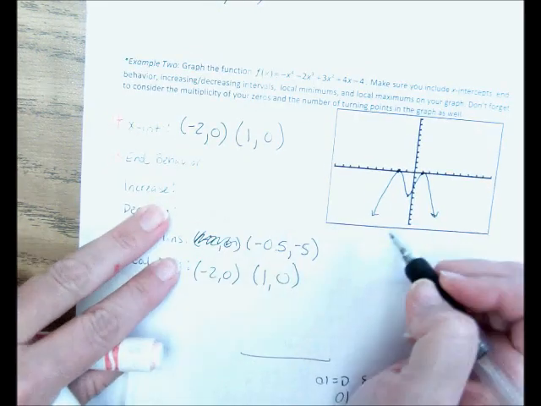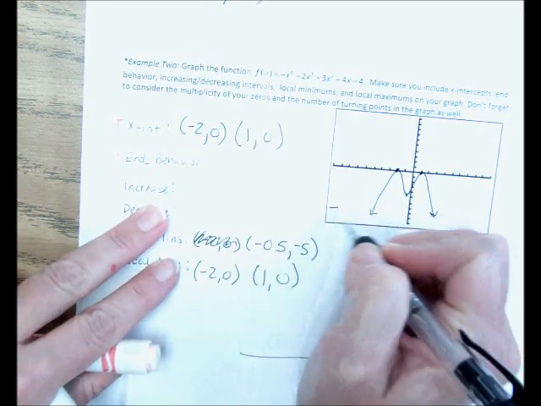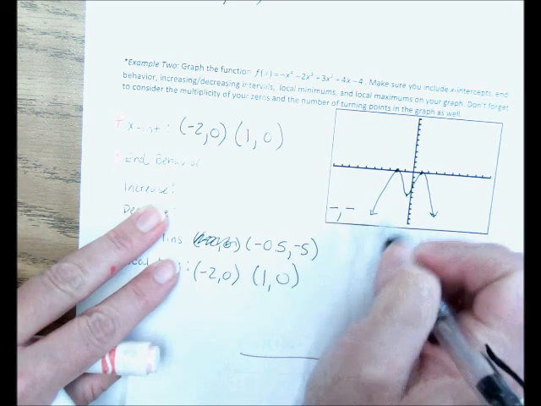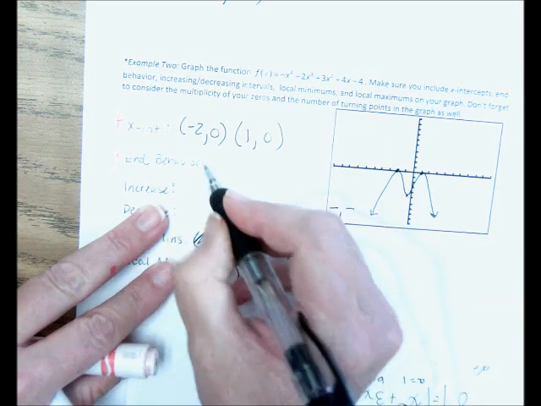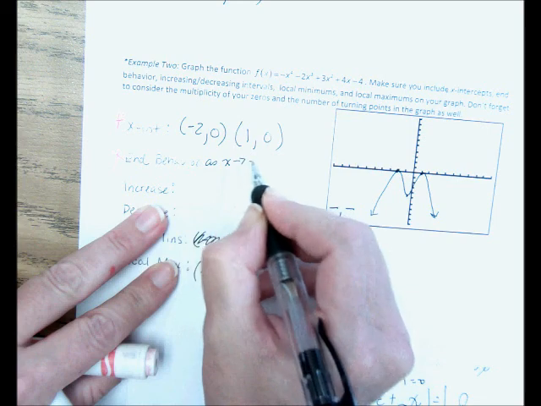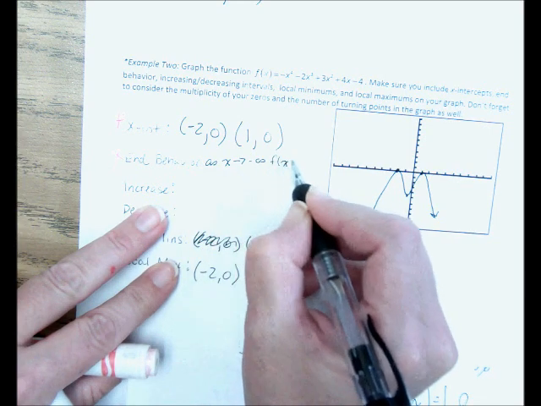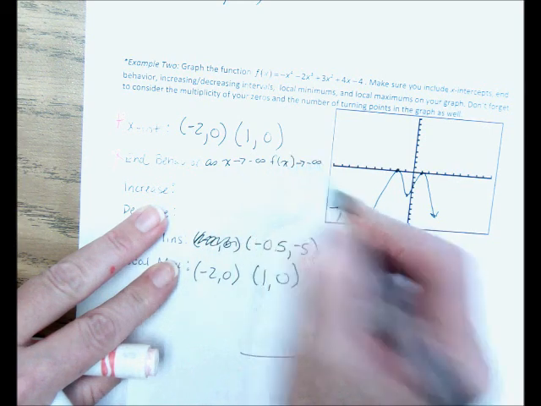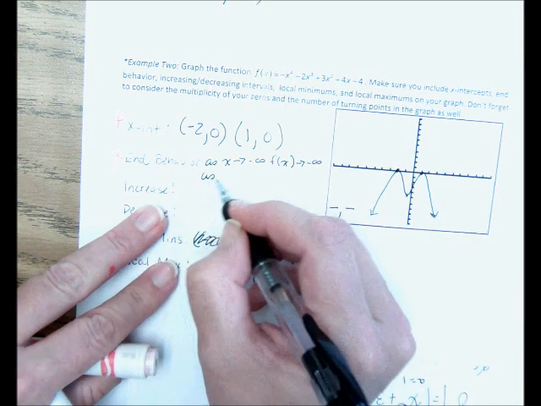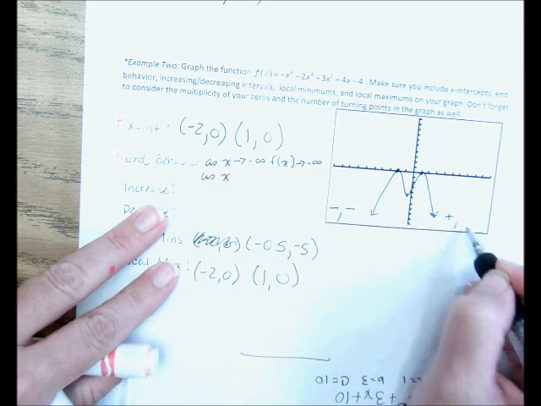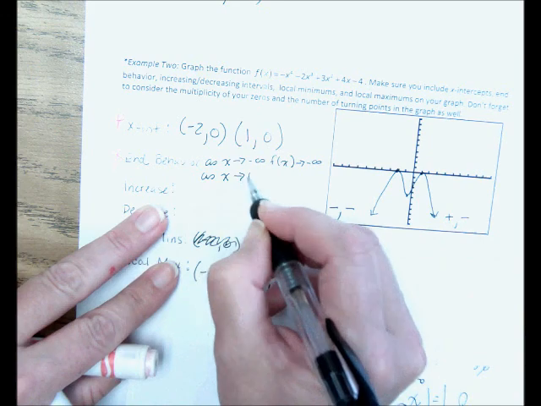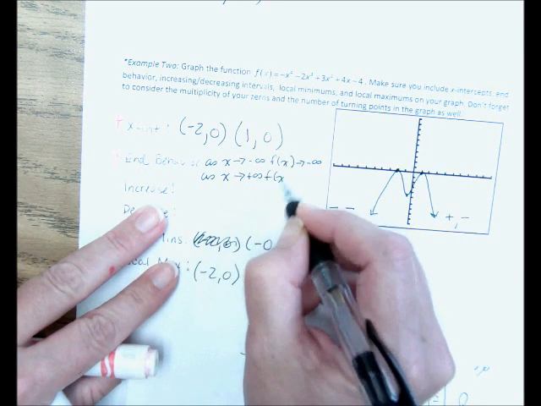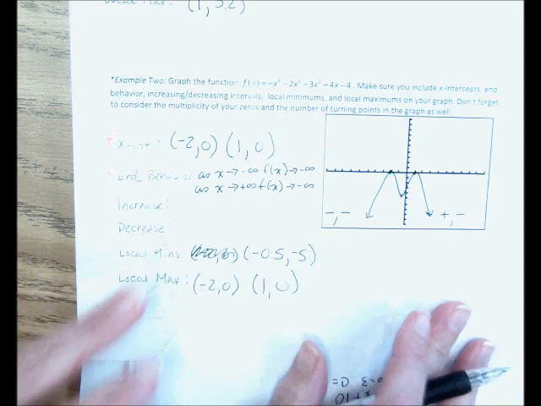Looking at this end behavior, so this is going to be my negative infinity. It's going to go to the negative. So as x approaches negative infinity, f of x approaches negative infinity. And as x approaches positive infinity, f of x is going to approach negative infinity. So you can see that.